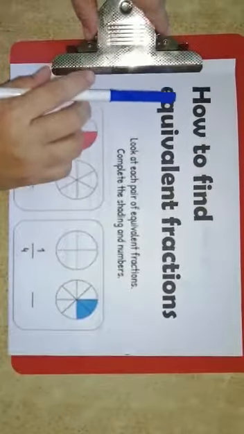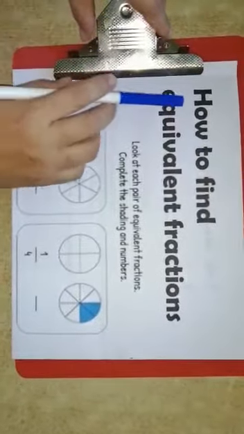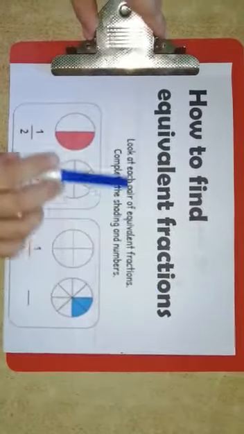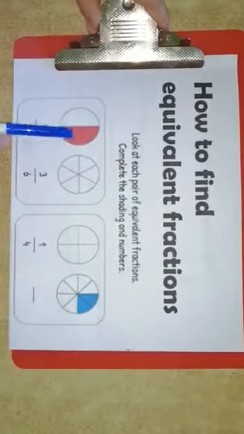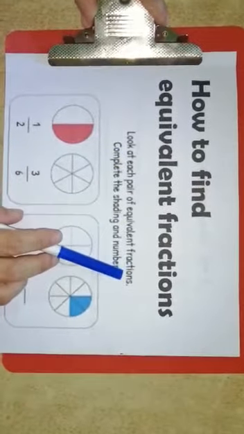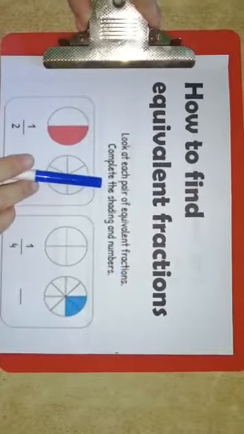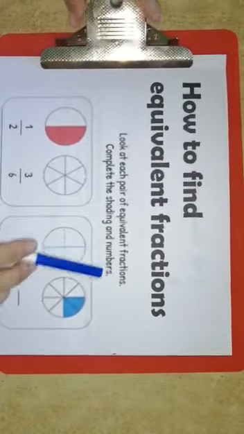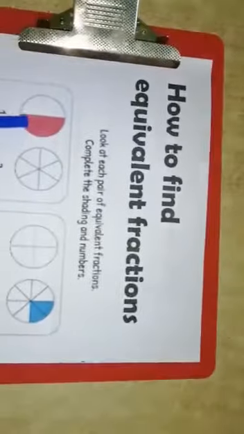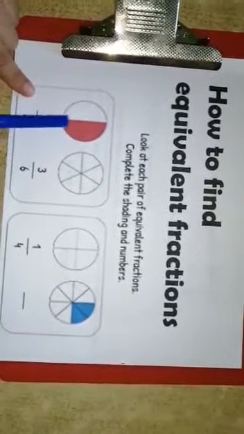We're going to practice how to find equivalent fractions. First, we are going to do it using shapes. Look at each pair of equivalent fractions. We are going to complete shading and numbers. Okay, first we have 1/2.